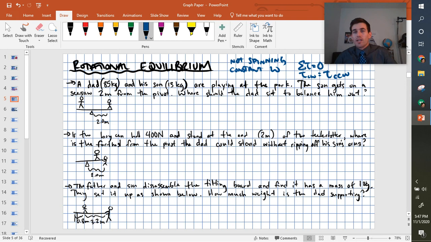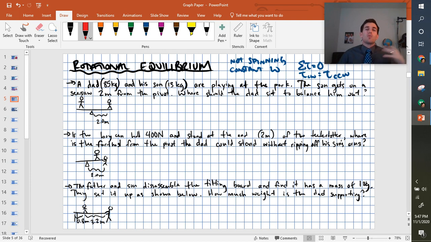So I have 3 example problems that will help us start building some of our skills in solving these kinds of problems. The first one, we have a dad who loves his son very much, and they've gone to play at the park together, like they always do, because he's a good father who spends time with his children. The son gets on the seesaw. He's about 2 meters away from the pivot. And the question is, where should the dad sit?